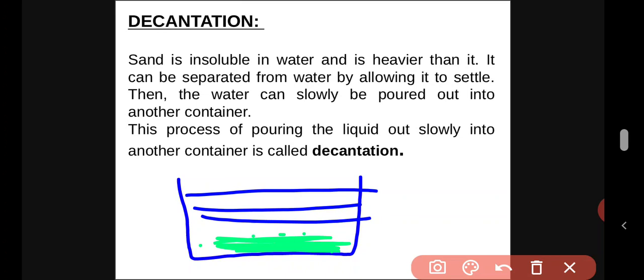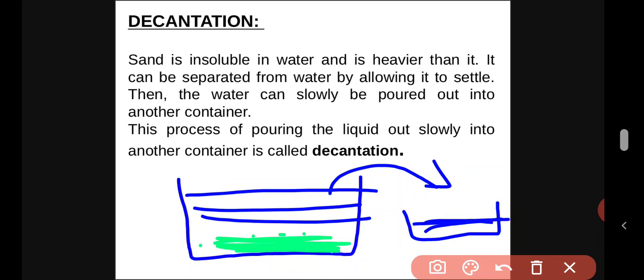What we can do is slowly pour this water into another container, leaving behind the insoluble sand. This process of slowly pouring the liquid out into another container is called decantation. Okay, hope you get this.